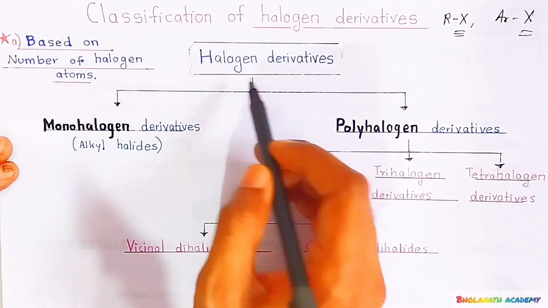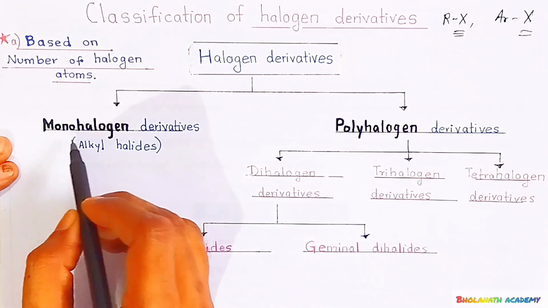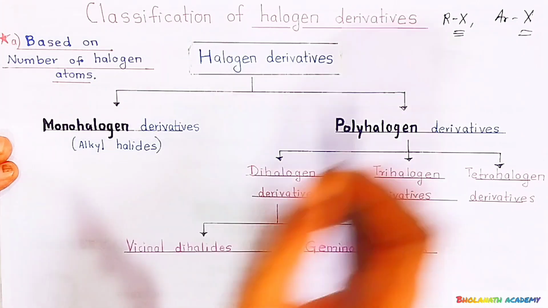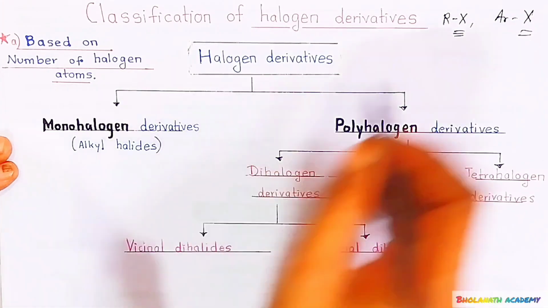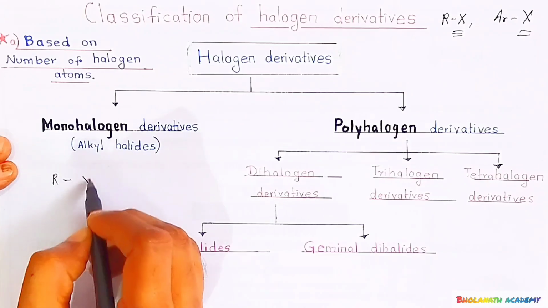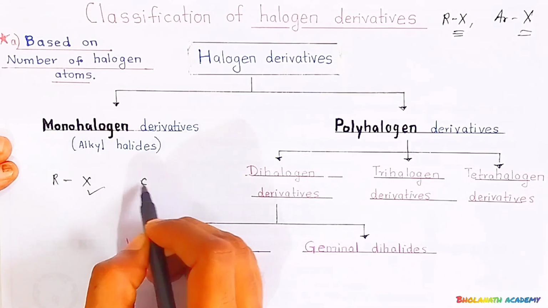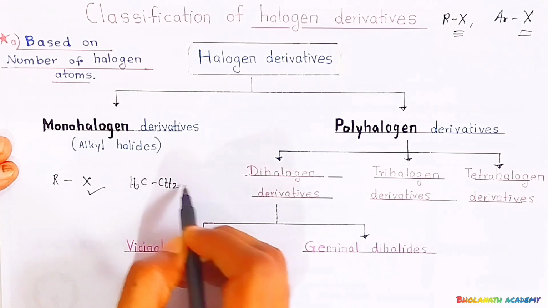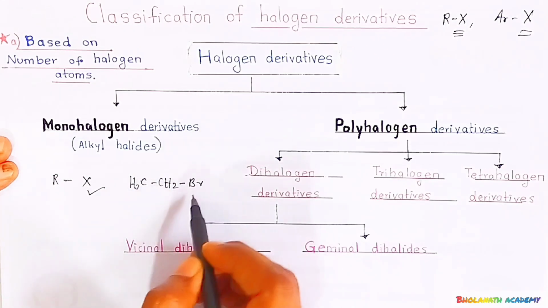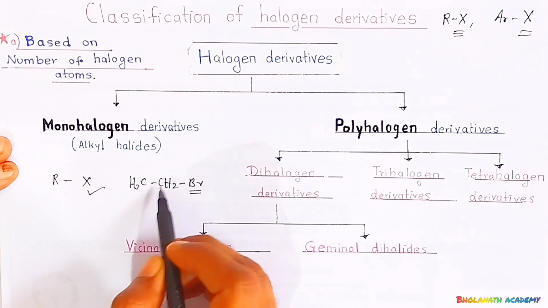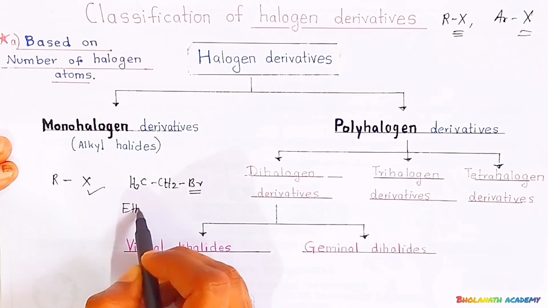in a compound, the halogen derivatives are classified. If there is only one halogen atom, we call it monohalogen derivative. Example, students, CH3CH2Br, ethyl bromide. Only one bromine atom is attached to the alkane, that is why it is called ethyl bromide.